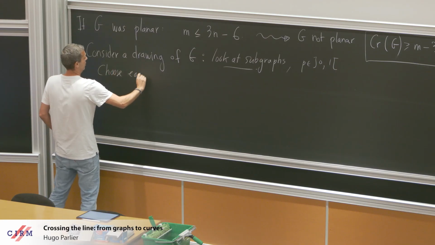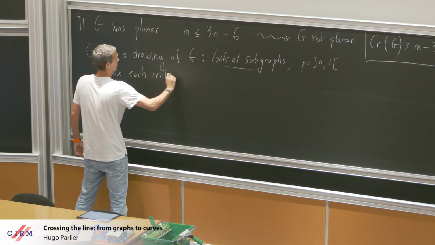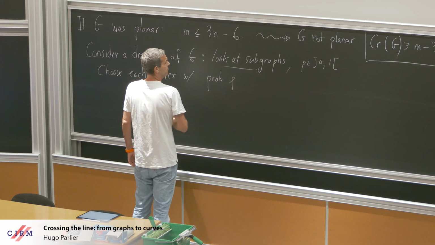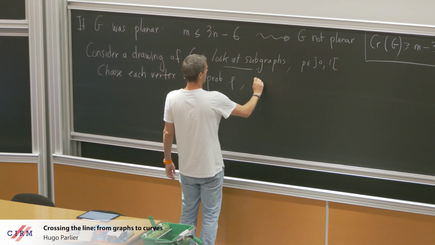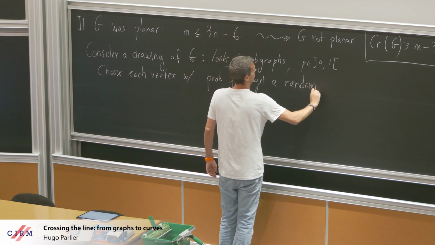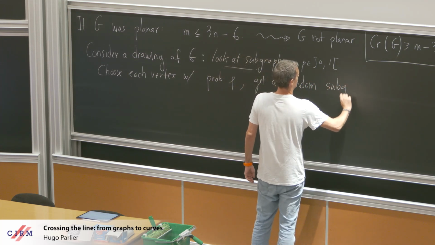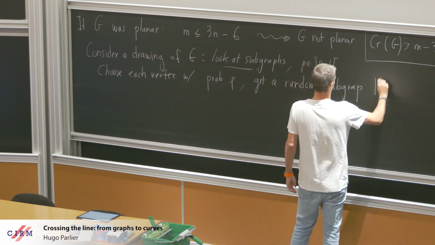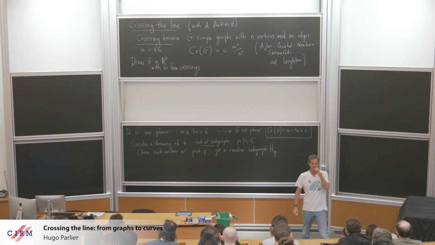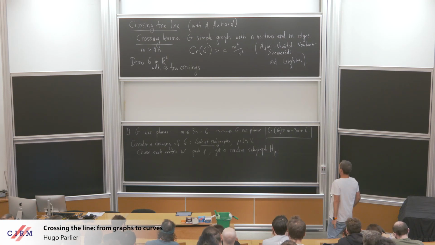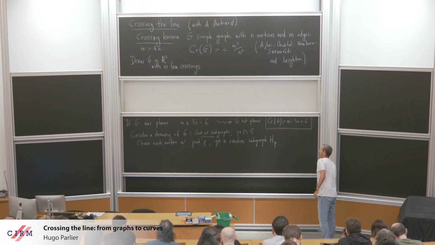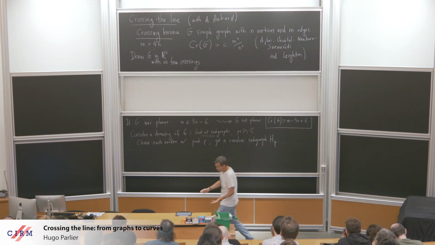choose each vertex with probability p. Okay, and you get a subgraph which I'll call H_p. Okay, so you get a random subgraph like this. Okay, and then you look at what happens.